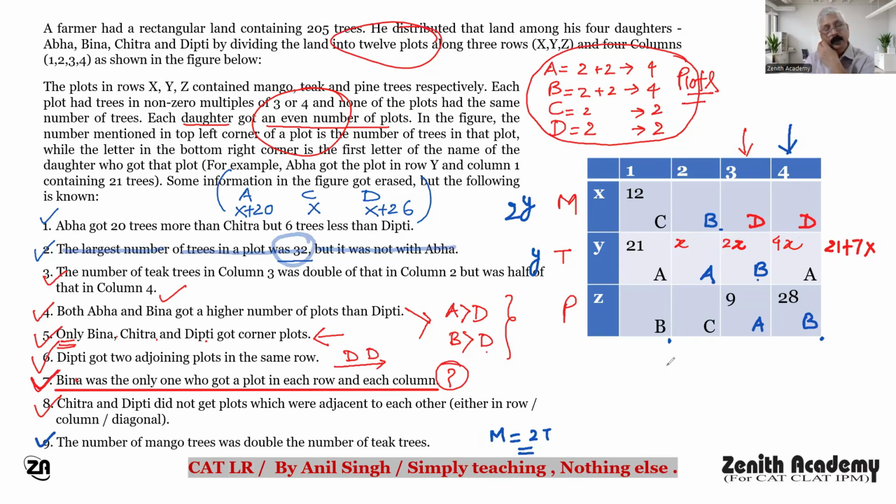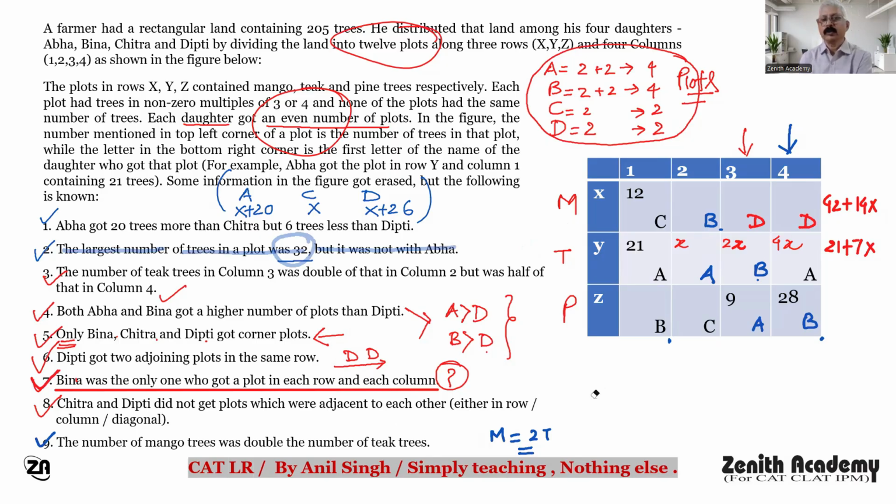Okay. As given here, the number of mango trees is double the number of teak trees. So the number of teak trees in the y row is 21 plus 7x, and it is easy to write that the mango trees are 42 plus 14x. It is clear, no doubt about this: the number of mango trees in terms of x and the number of teak trees in terms of x. It is clear, right?